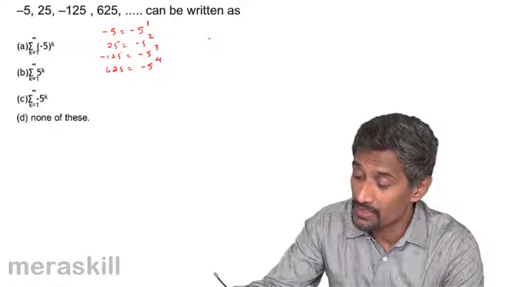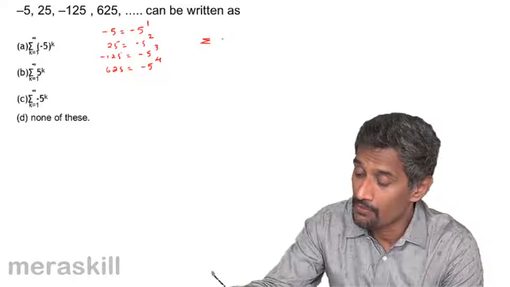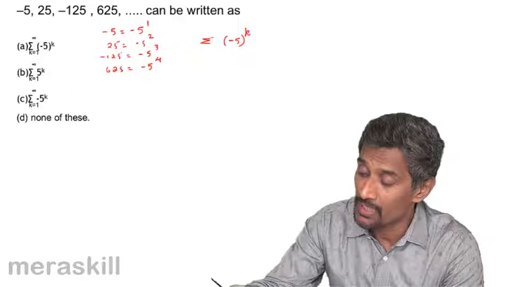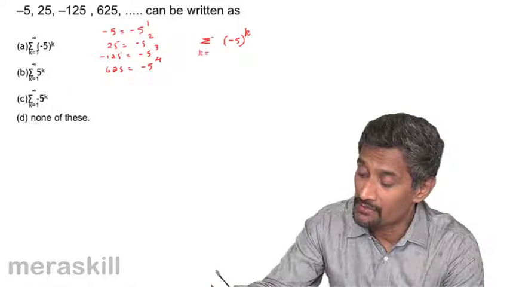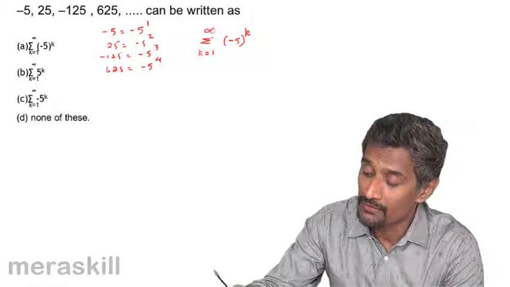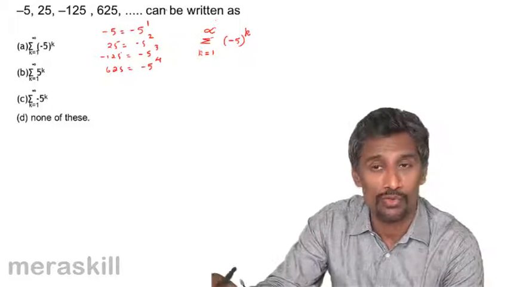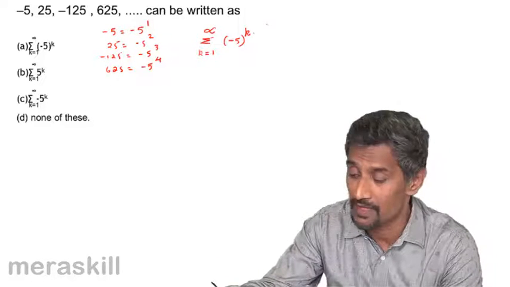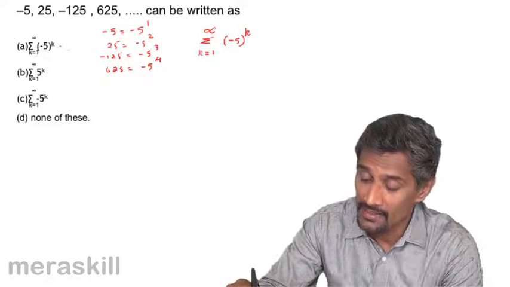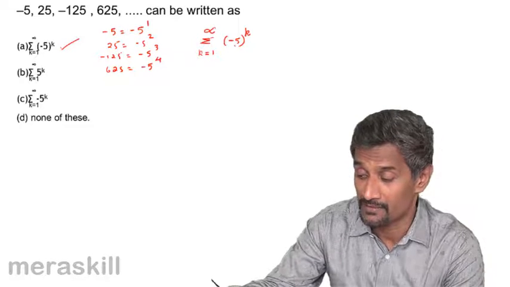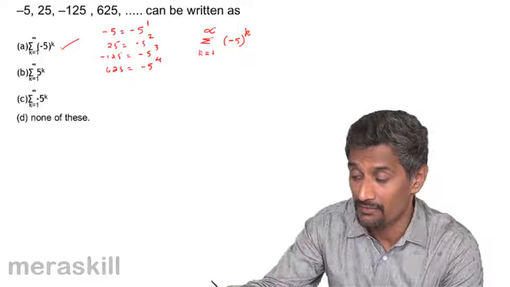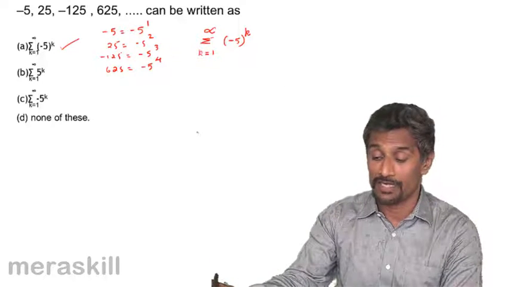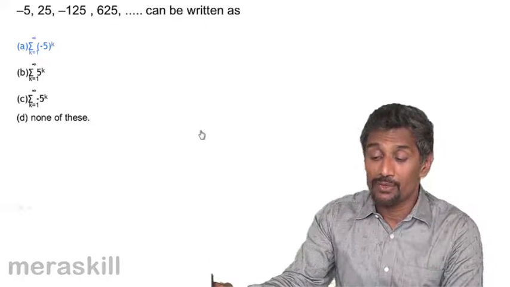So it's going to be written as the sum of the series minus 5 raised to k, where k ranges from 1 to infinity. We say infinity because it goes on and on. Basically they are the various powers of minus 5. So among these, this is the right answer. It's minus 5 raised to k, where k ranges from 1 to infinity. So this is our correct option. Yes, we do have it right.